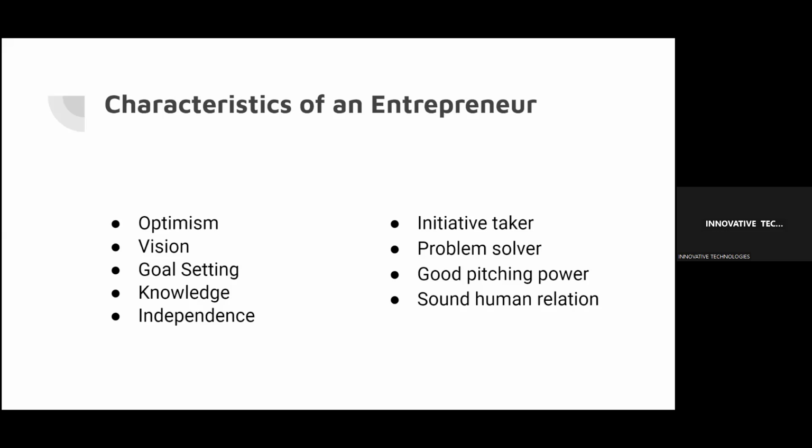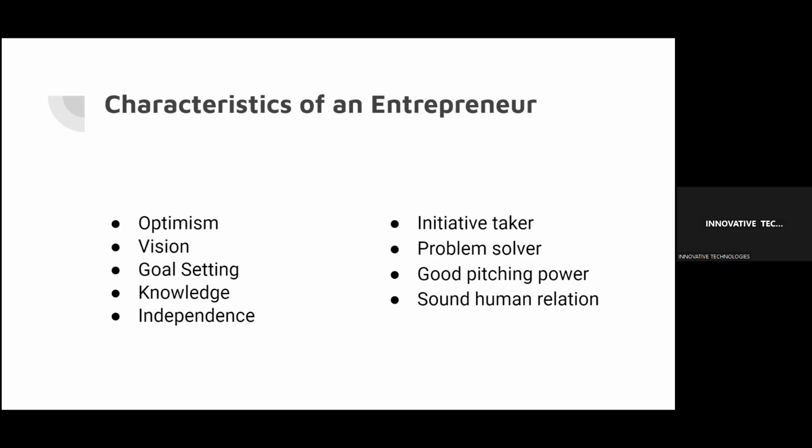The next is he should have a good pitching power. What is that pitching power? He has to pitch his idea in clear words. So he has to explain. He has a good ability to explain the problem in clear words. He has to explain his idea. So explanation is very important. He has to explain his idea clearly for the vendors.